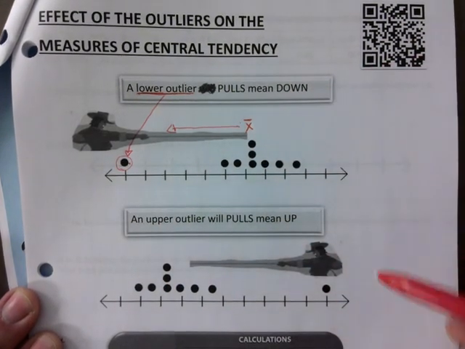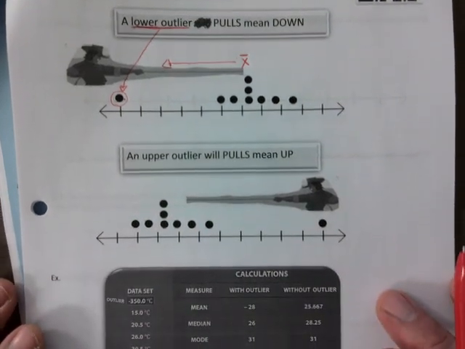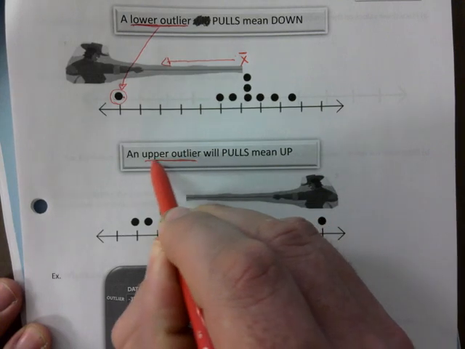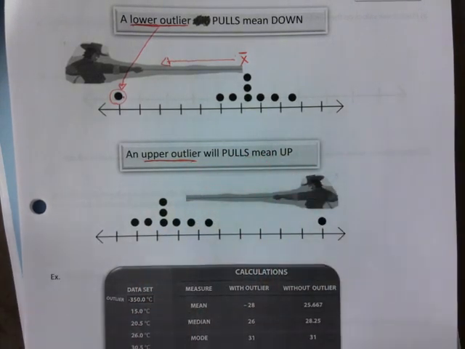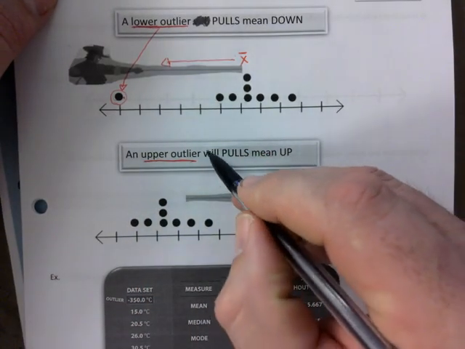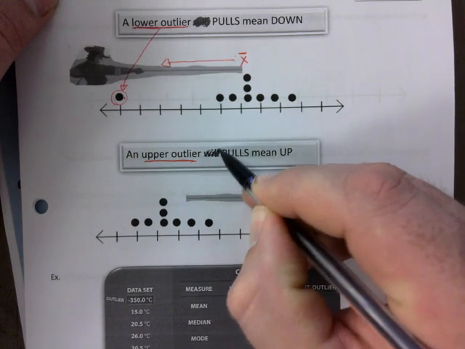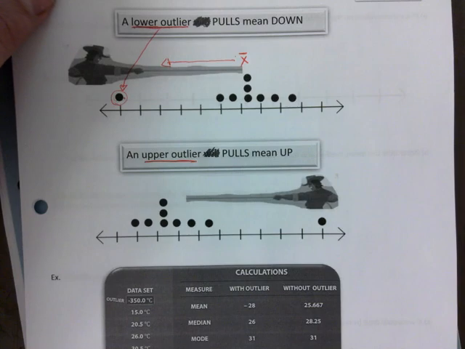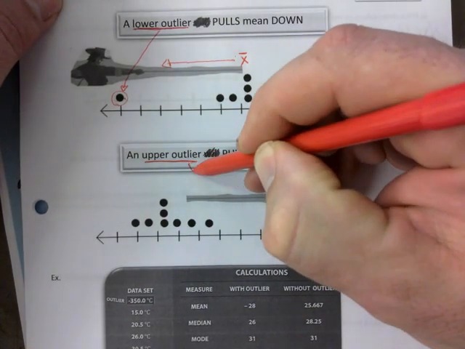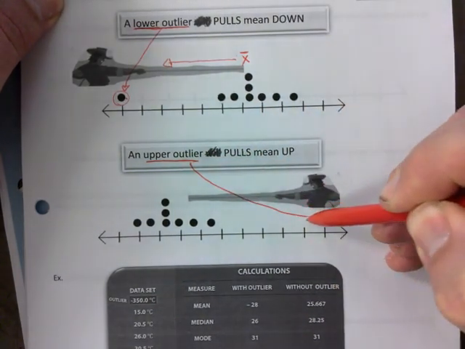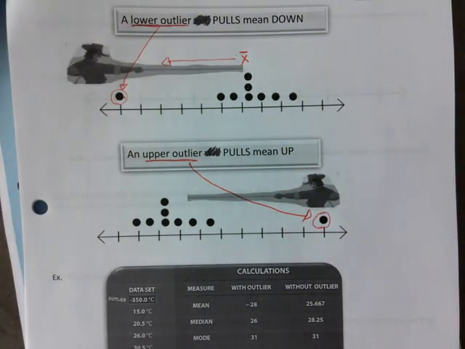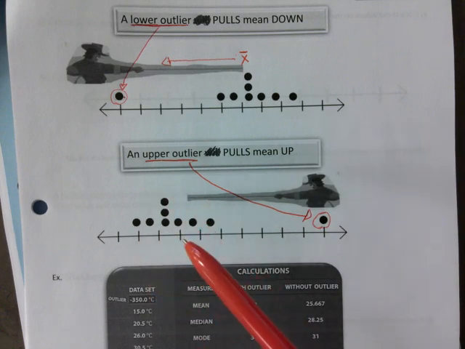Okay. So on the other hand, if you have an upper outlier, an upper outlier pulls the mean up. Okay, so let's just make an arrow going to this upper outlier. How do you know it's an outlier? Because it lies outside, right? It's significantly different than everything else.